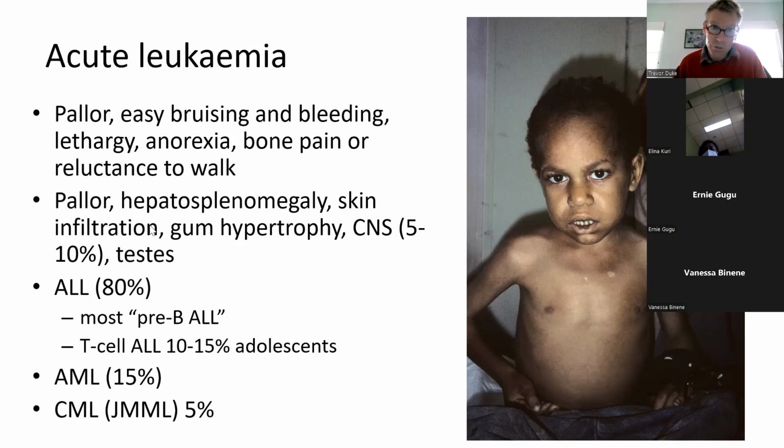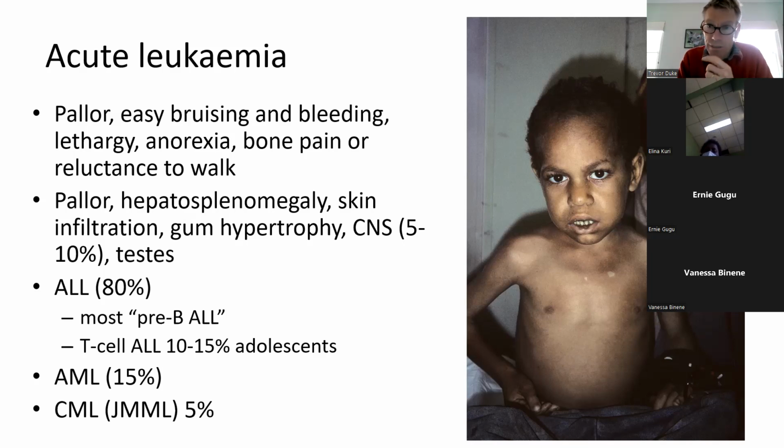When you examine those children, they're usually pale. They have a big liver and a big spleen, and that's because it's just full of the leukemic cells. They sometimes have skin infiltration. So this boy has got infiltration, especially of the gums, and infiltration of the mucosal lining of the mouth is common in some forms of acute leukemia. About 5 to 10% of children with leukemia have central nervous system leukemia because the leukemic cells have got into the brain. And some boys have leukemia of the testes as well, with leukemic infiltrates in the lymphoid tissue in the testes.